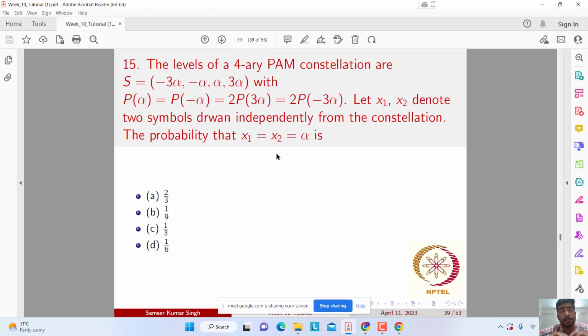Now question number 15. I think these questions were already discussed in the previous class by Anu ma'am. Guys, you can try. The question is: a level four PAM constellation is given, and the probability is given. Let x1, x2 denote the two symbols drawn independently from the constellation. The probability that x1 is equal to x2 is... so here we have to calculate the probability of x1 equal to x2.